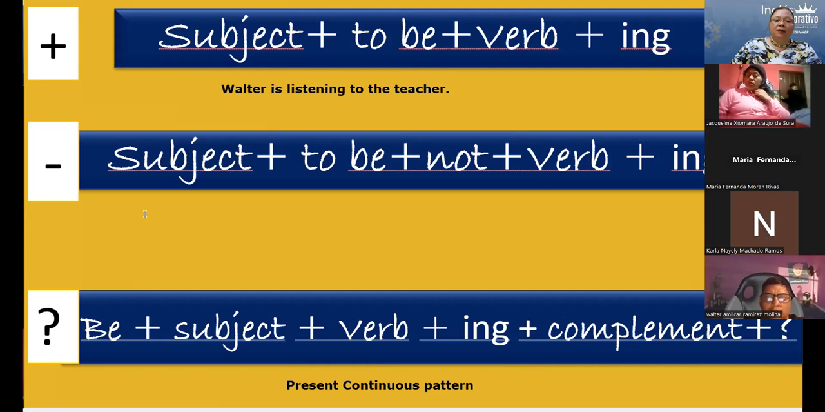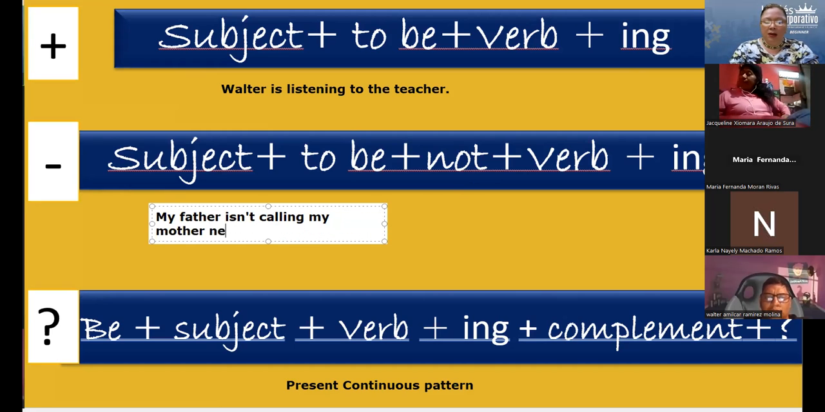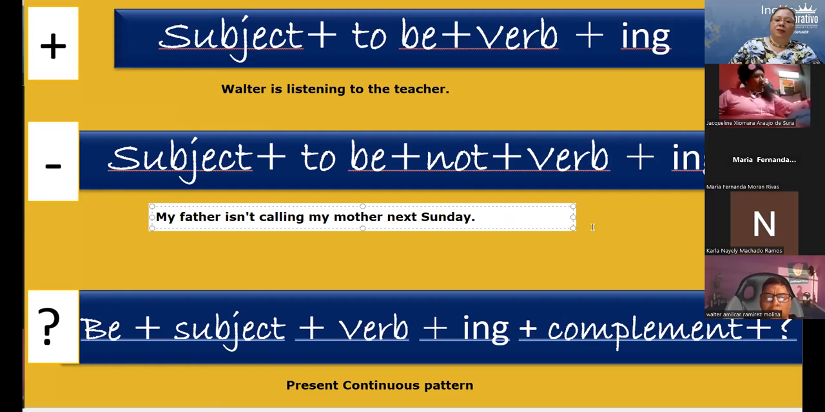Okay, negative. Let's say, my father isn't, because I need to place the to be plus not, isn't calling my mother next Sunday. Okay, there you are. My father isn't calling my mother next Sunday. Subject plus the to be plus not plus the verb plus ing. And obviously, after that, the complement.